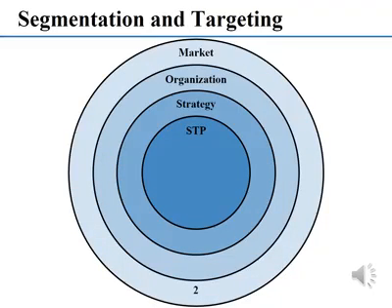At this stage of the course, we've been working through our onion model. We've peeled away the layers of market, organization, and strategy. And now we're beginning the section on STP, which stands for segmentation, targeting, and positioning. We'll talk about segmentation and targeting together, and then in video 7, we'll talk about positioning.